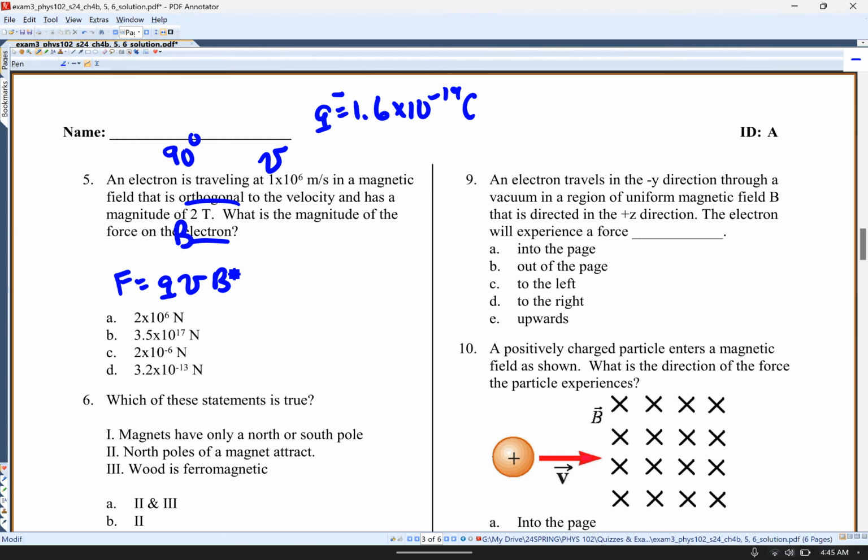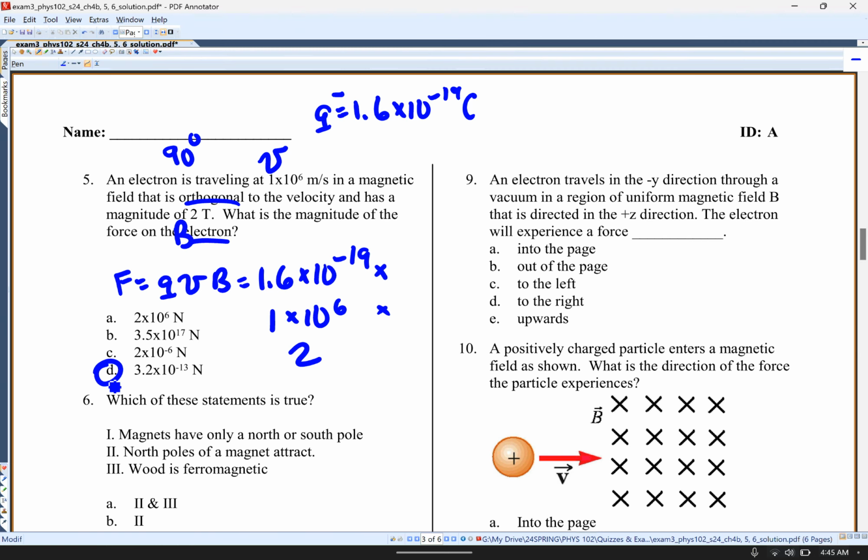That's 1.6 to the minus 19 times V, which is 1 times 10 to the 6, times B, which is 2. That's 3.2 times 10 to the negative 13. D is the right answer.